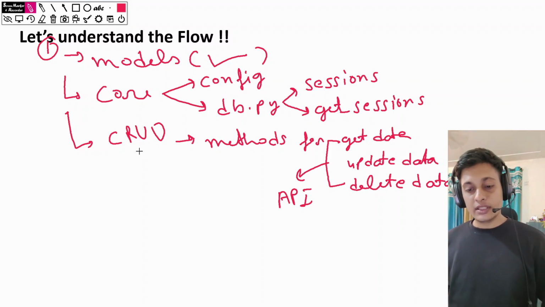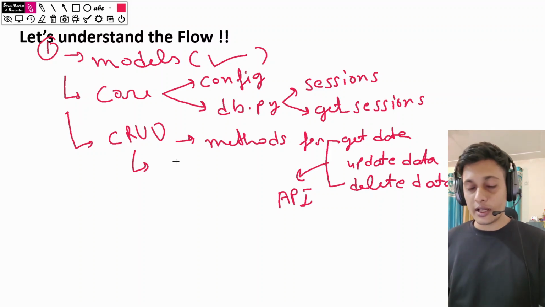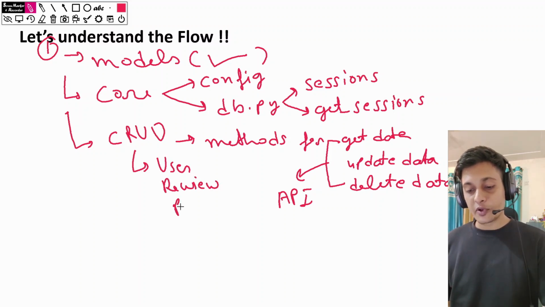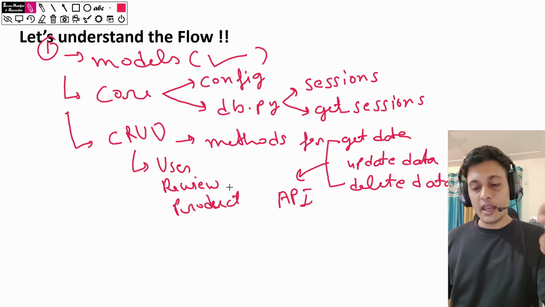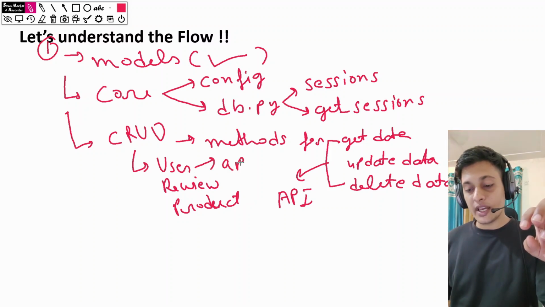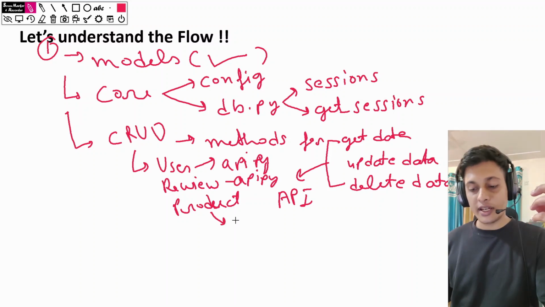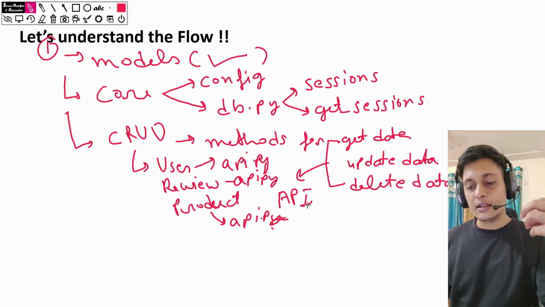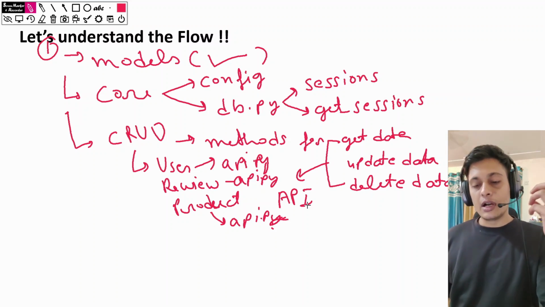So these CRUD will be created for all of your apps. As I mentioned, we are going to use user, review, product, etc. These will all be created as separate CRUD, and all will have their own API.py for review, for user, for product, and for category. So this is the way in which we are making our particular framework more scalable.